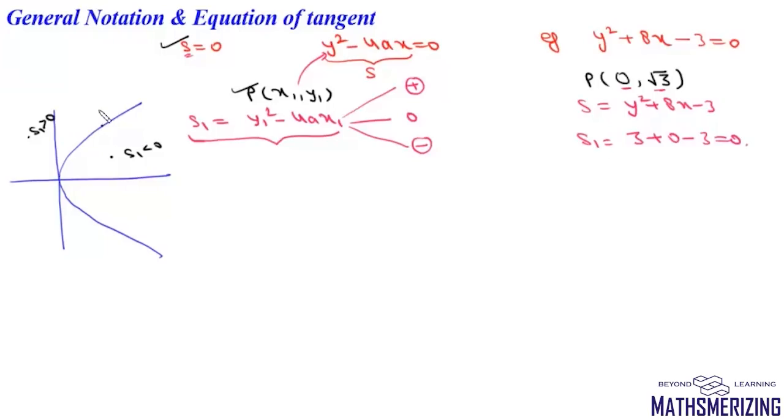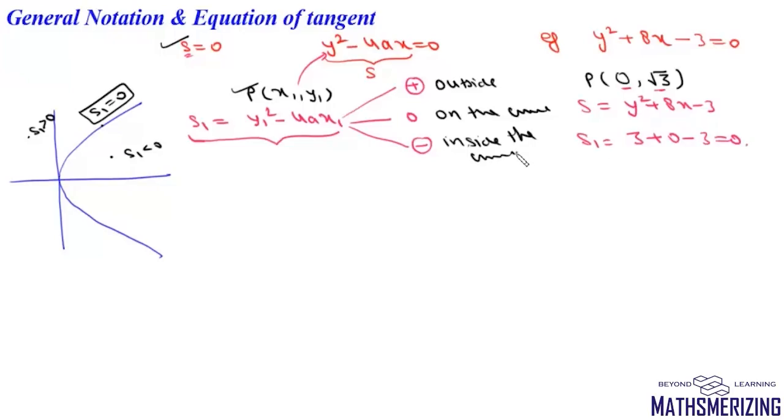And if S1 equals 0, then the point satisfies the equation of the curve. So in that case, that point will lie on the parabola. So if S1 is positive, it simply means this point lies outside the parabola. If it is 0, it will lie on the curve. And if it is negative, then it will lie inside the curve.